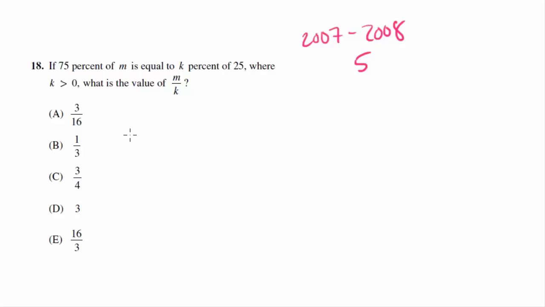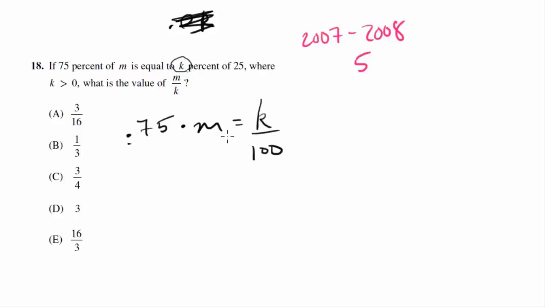75% of m is going to be 0.75 of m, so times m, is equal to k percent of 25. So how do we turn this into a decimal? Well, it's a bit hard. We can't do 0.0k. That doesn't really make much sense. So instead, what we can do is just write it as k over 100.